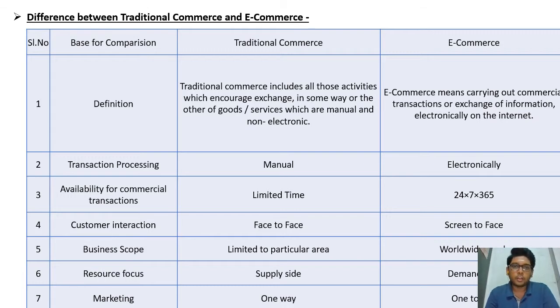Customer interaction. Usually you go to the shop, face-to-face customer interaction. You can remember it very easily. And here it is screen to face. I use a laptop or a mobile, which is screen to face in e-commerce. Next, the business scope. It is limited to a particular area. Here it is a worldwide reach. I am in India. I want to get something from the US.